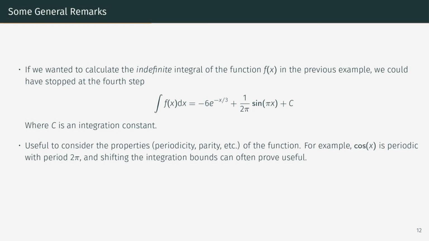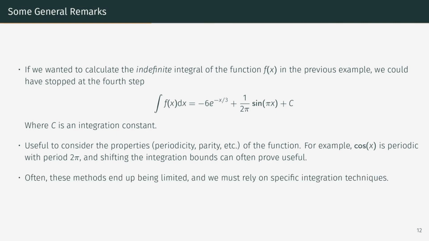It is useful to consider the properties of the function. For example, the cosine of x is periodic with a period of 2 pi, and shifting the integration bounds can often prove useful. Often, these methods end up being limited, and we need to rely on specific integration techniques to help us. This leads us to the different integration techniques. In this section, we will go through substitution, integration by parts, trigonometric integrals, and the integration of rational fractions by using the technique of partial fractions.